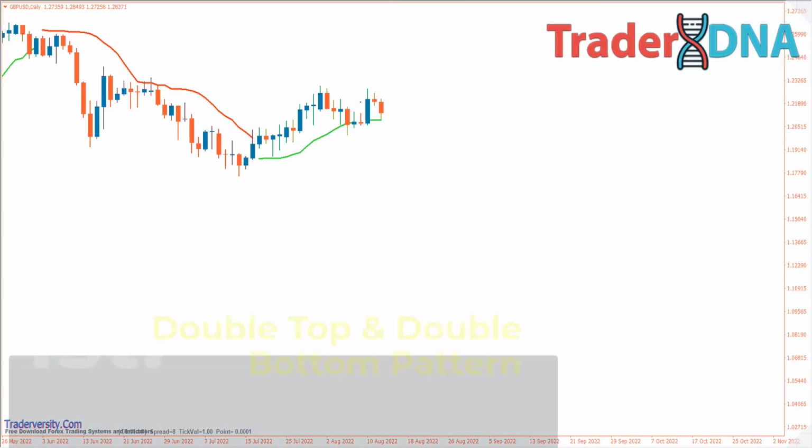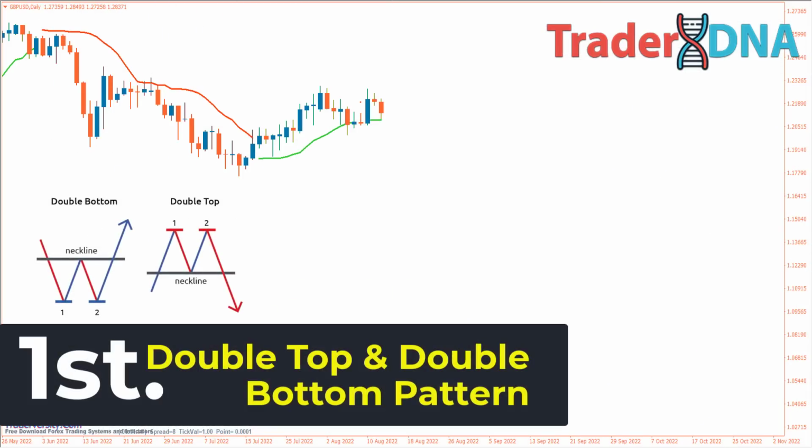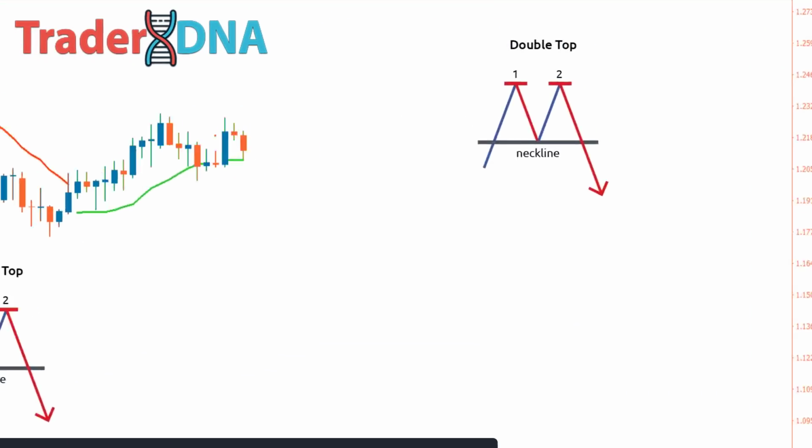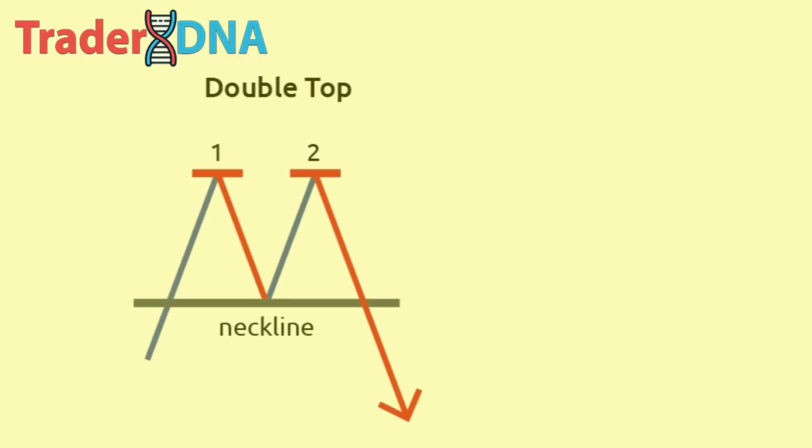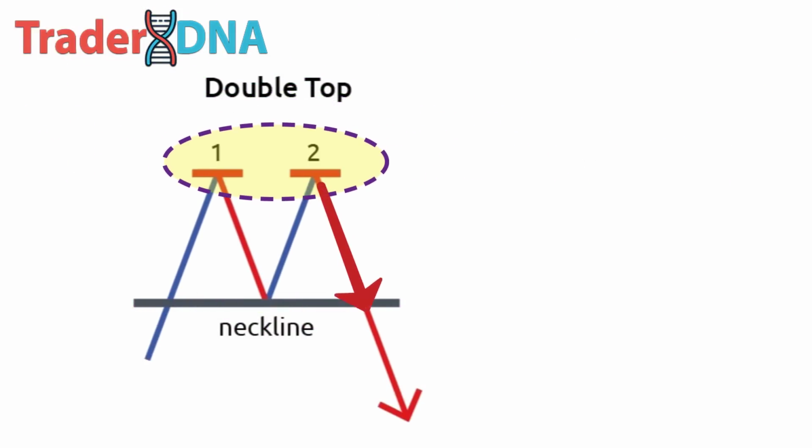First, double top and double bottom price action pattern. The double top and double bottom are price action patterns commonly seen in charts. The double top pattern occurs when the price hits a certain level, pulls back, and then returns to that level again, forming two peaks around the same price zone. This pattern suggests a potential reversal from an uptrend to a downtrend.